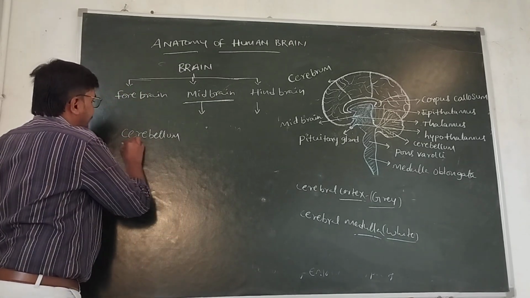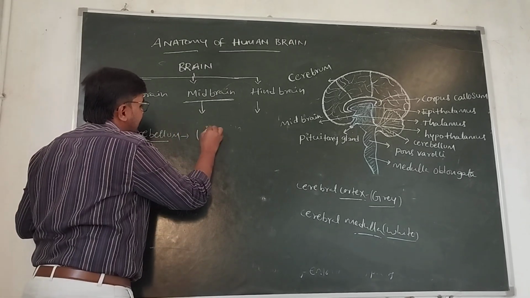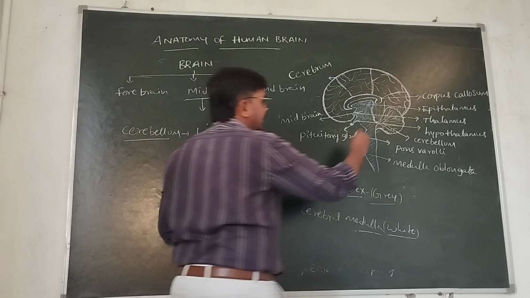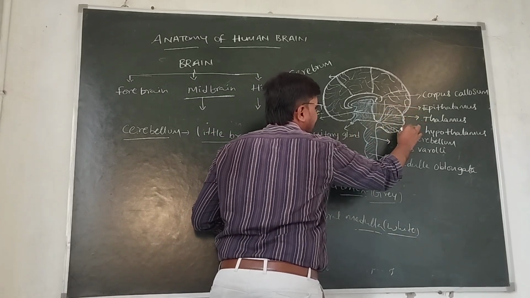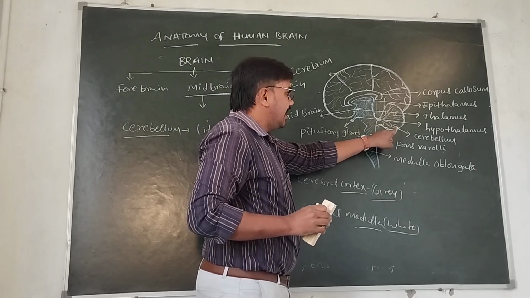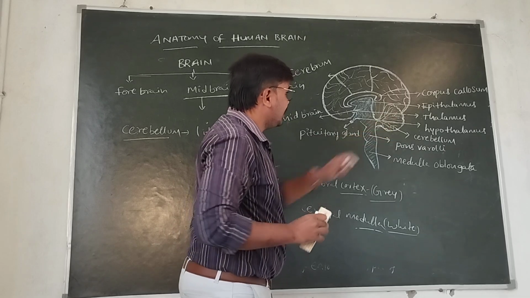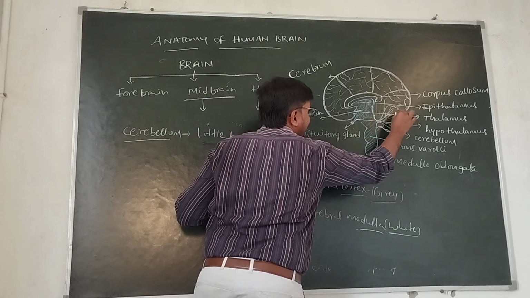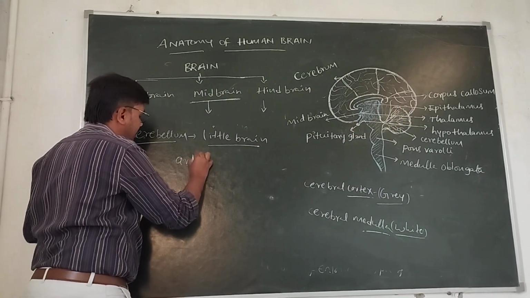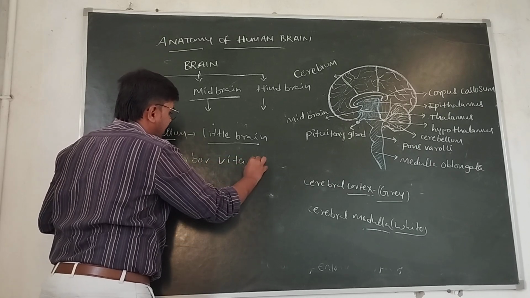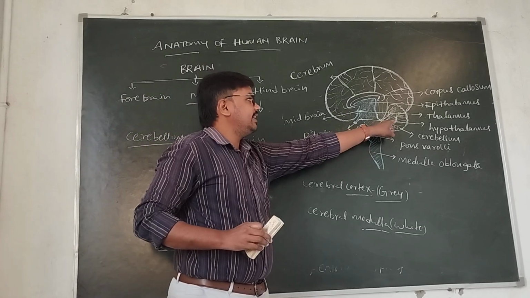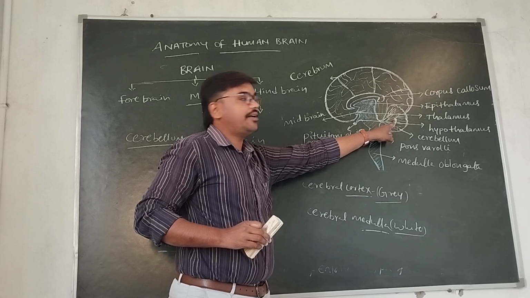The first one is the cerebellum. The cerebellum is also called the little brain. It is located at the side of the brain. It looks like a leaf-like structure, and inside it has a tree-like appearance. The white matter inside, this tree-like appearance, is called arbor vitae.